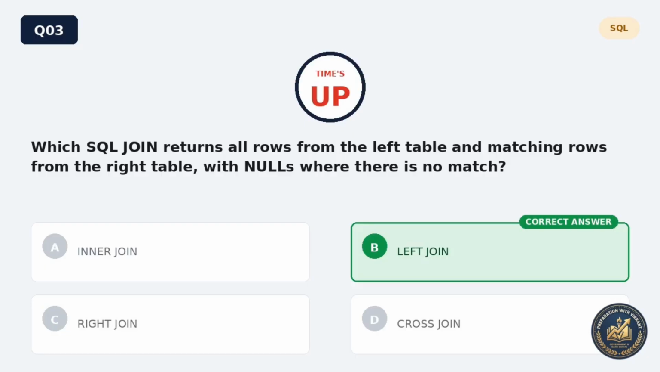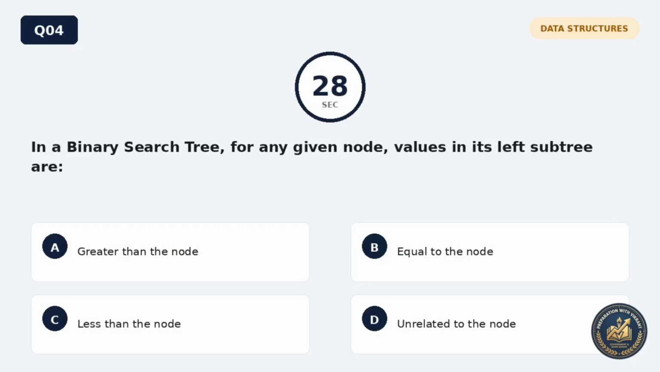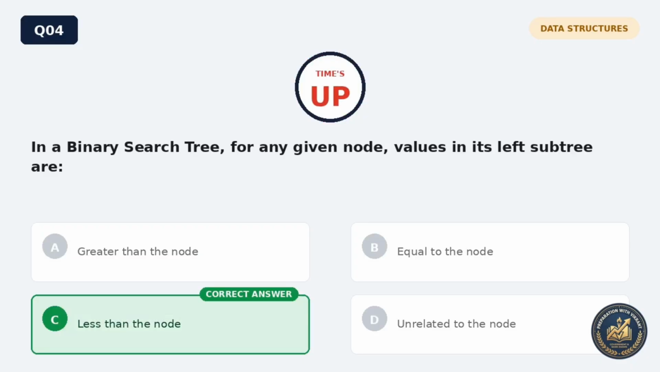Moving to next question. In a binary search tree, for any given node, values in its left subtree are option A greater than the node, option B equal to node, option C less than the node, option D unrelated to the node. So the correct option is option C, less than the node.